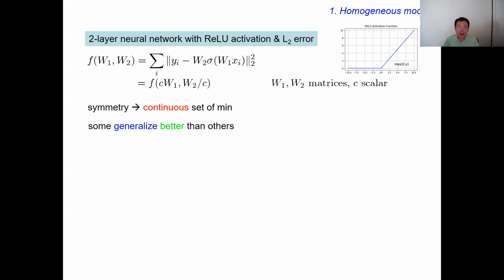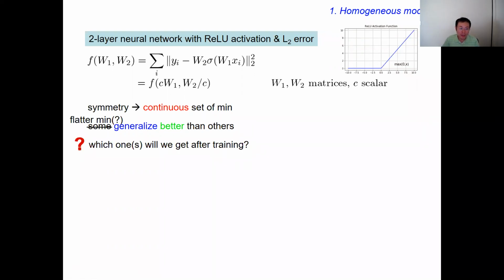So you have this nice symmetry, which gives you a lot of amazing structures. For example, you have a continuous set of minimizers of F. You give me a minimizer, I can find in an arbitrarily small neighborhood another minimizer. So you really have a continuous set of minimizers. But the funny thing is, some actually generalize better than the others. So maybe the flatter ones will generalize better than the others. Here I'm not doing any statistical machine learning theory.